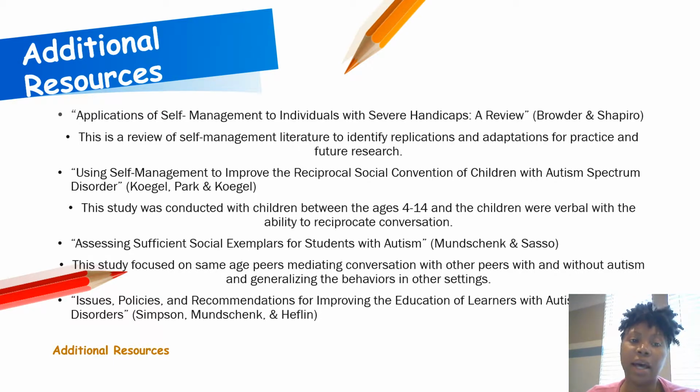Now, I don't mean to be biased by any means, because all the researchers out there have very good research, have done research for years. But Dr. Munching is a professor at Southern Illinois University in Carbondale. She was my professor when I attended Southern Illinois University from 1995 to 2000, and she knows her stuff. She actually helped co-write this article that I provided for you next, assessing sufficient social exemplars for students with autism.